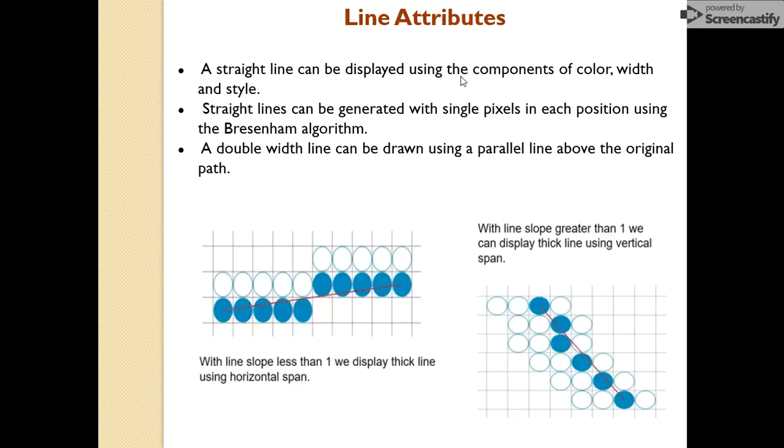Coming to our next topic, which is an important one, line attributes. Line attributes are mainly of three types: color, width, and style. Color depends completely on how much memory you're allocating for colors. If it's 8-bit, you get a variety of 256 colors, where you can have 256 different lines of different color. Width is basically the thickness of the line.